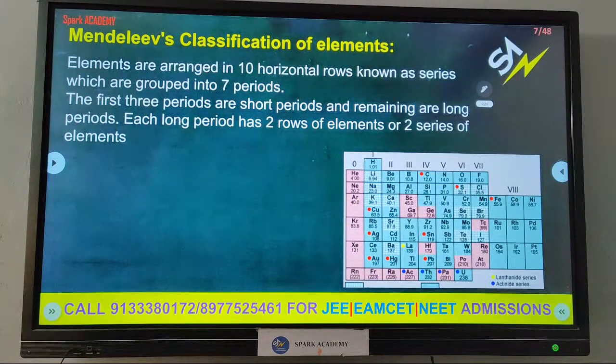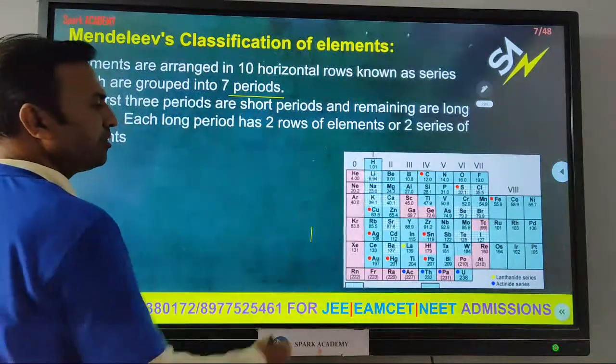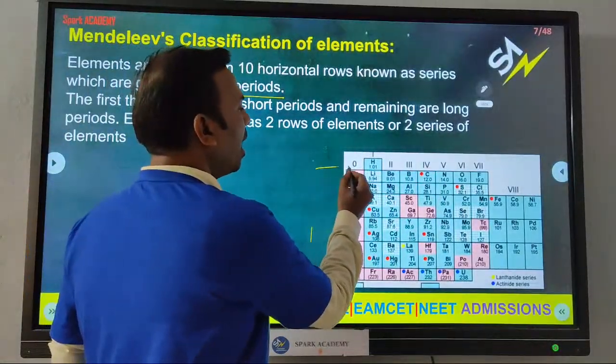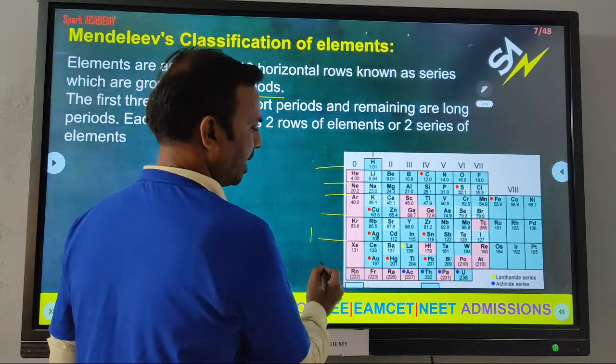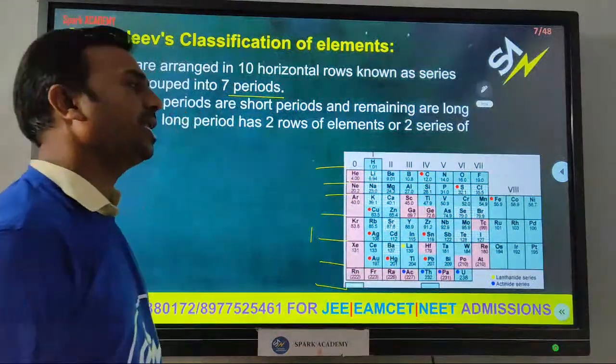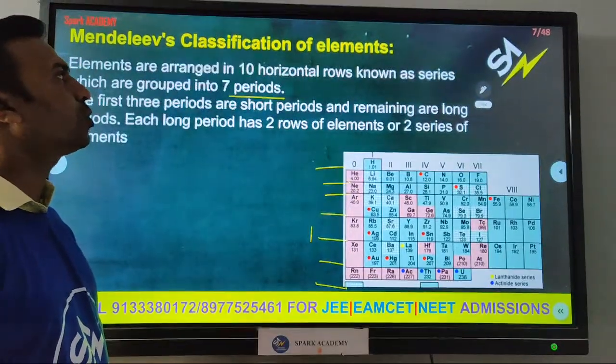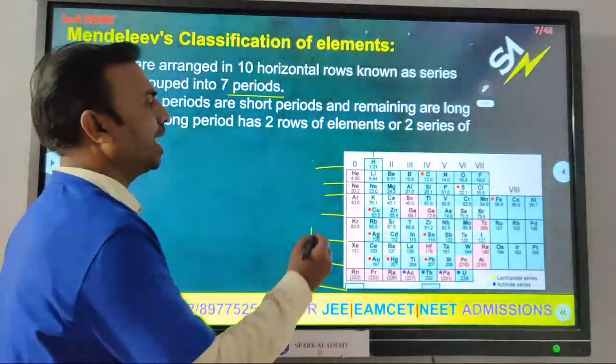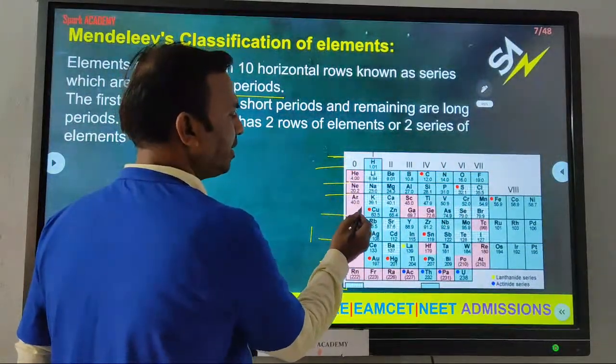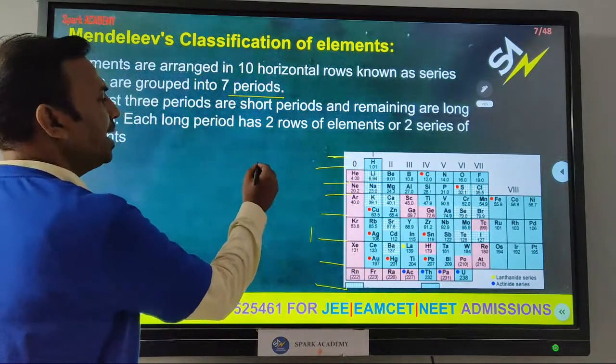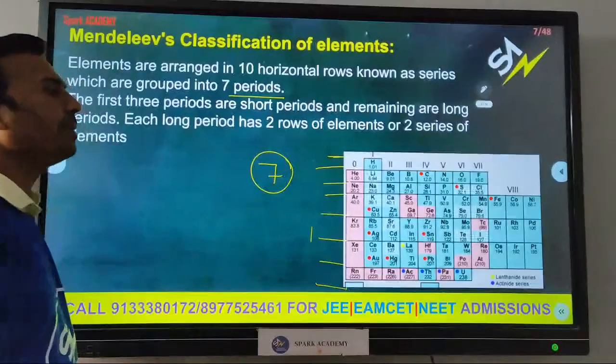Now we focus on the Mendeleev classification of the elements. Mendeleev classified elements and showed them in the form of groups and periods. First we see the periods. What are periods? See this figure. The horizontal rows present are called periods. How many periods are there? 1, 2, 3, 4, 5, 6, 7.